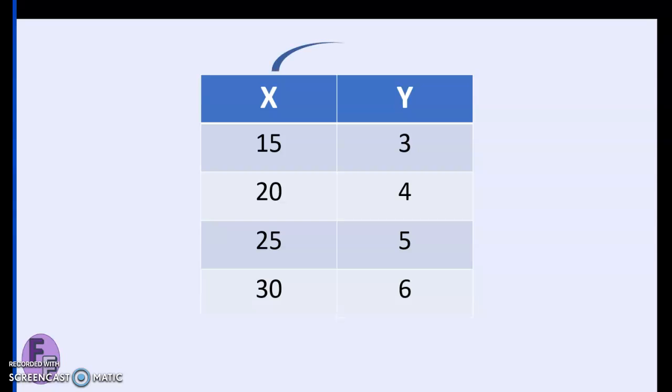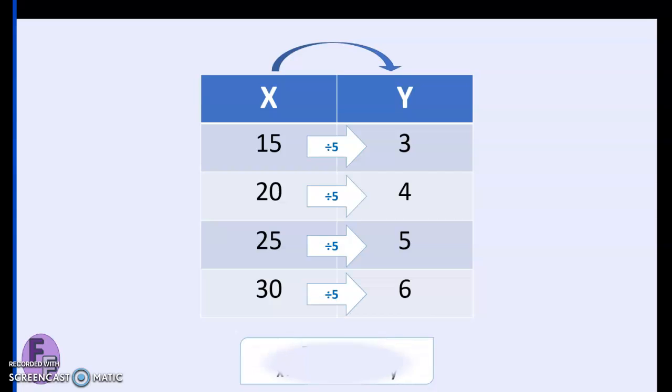In this table, again, what do we do to x to make y? We look for the pattern and we're dividing by 5. So the equation is x divided by 5 equals y. Or you can write it as 1/5 times x equals y.